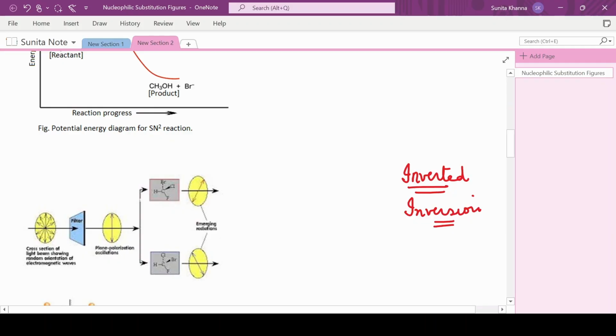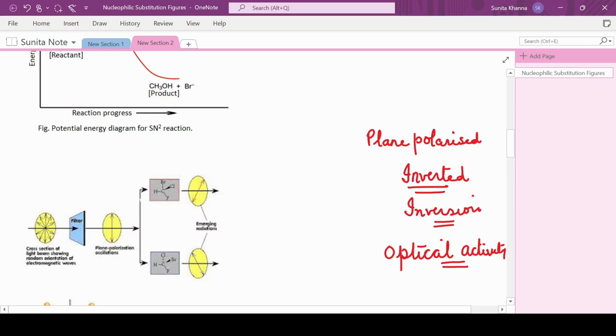So the first term we should know is optical activity. What is optical activity? It is the term related to optical isomerism, which is one of the stereoisomerisms. What is optical isomerism? Optical isomerism is related to the behavior of compounds towards plane polarized light. Now what is plane polarized light? Plane polarized light is light whose vibrations are only in one direction.